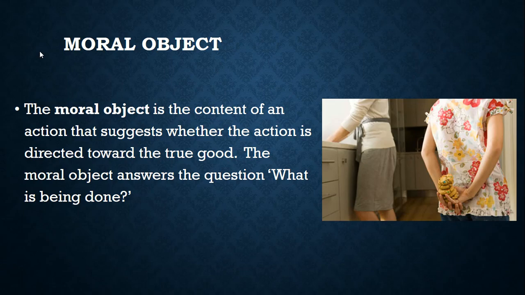We don't know why. But what we're talking about with moral object is if we're going to judge whether this action is right or wrong, we have to identify that it is a breaking of the rule, whereby you remove the cookies from the kitchen, from the cookie jar. And that is the moral object. That is what is happening. The why comes second. But we're just talking about the actual action.